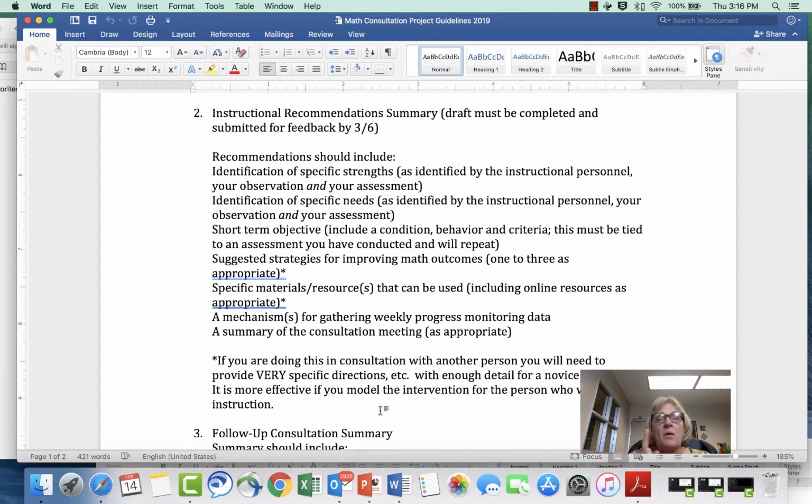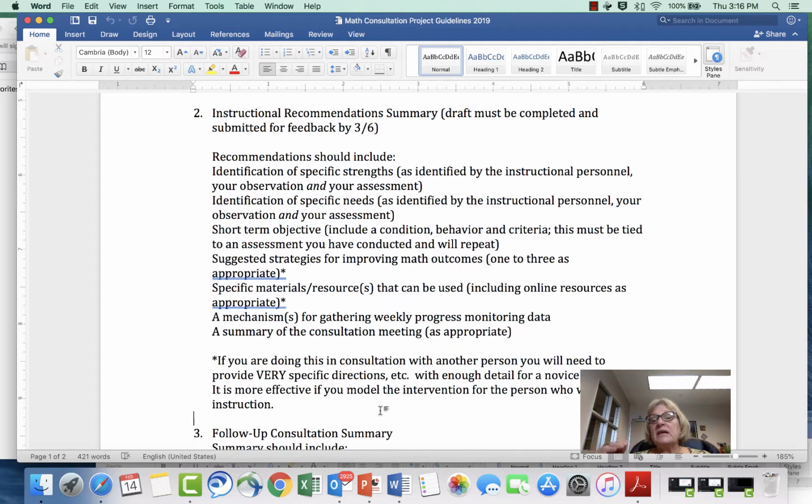You're going to develop a one-sentence short-term objective, and that should include what we call a condition. So under what circumstances will the child exhibit a behavior, and then what criteria are you going to use to determine the success of that intervention? So I'll give you an example.